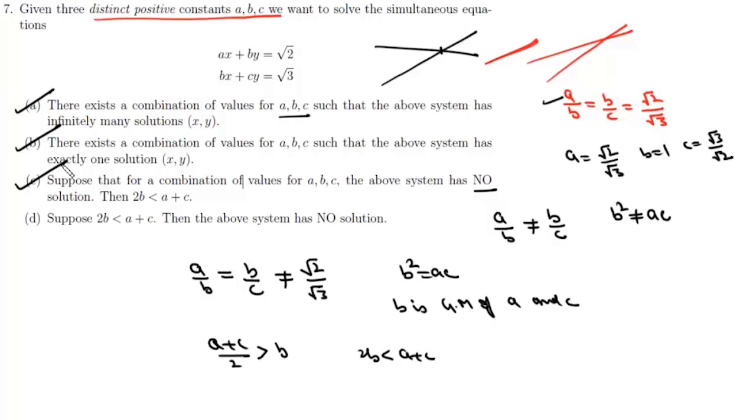Now for this option D, it says if 2B is less than A plus C, then the system has no solution. Now this is not true. If we take any B, which is B square is unequal to AC, in that case, it will always have a unique solution. So this option D is incorrect. So the correct options are A, B and C.